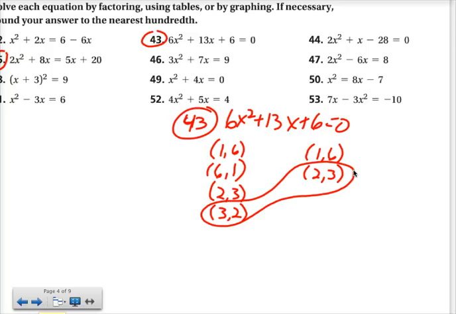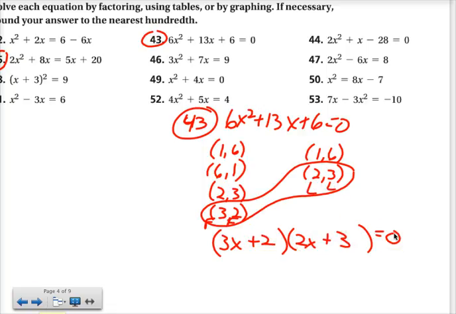Outside times outside. Inside times inside. 3 times 3 is 9. 2 times 2 is 4. And that does add to 13. So it's first, first, last, last.